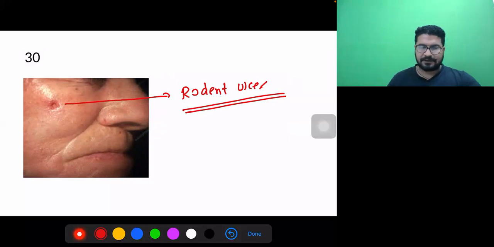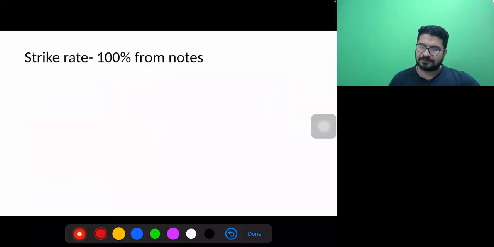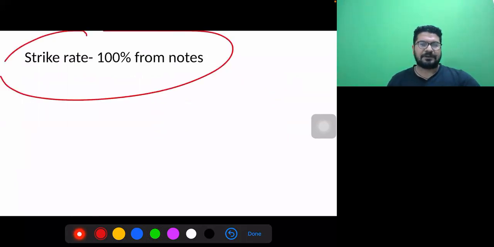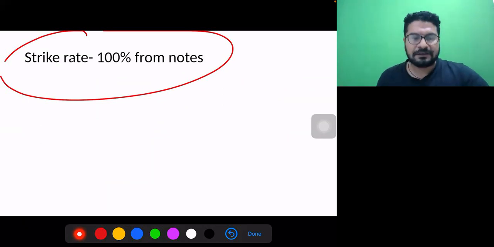Again, the exam verdict: the strike rate from your class notes is 100%. 100% of notes means 30 questions, 10% of the exam, so the result will be beyond 30%. This is my verdict. This time, the FMG result will be more than 30%.